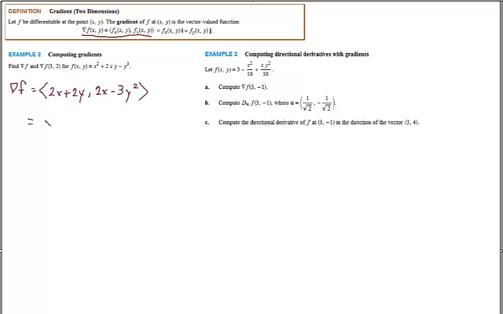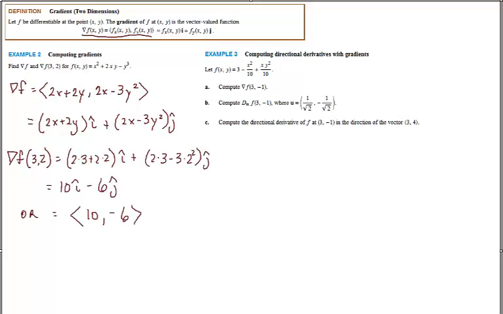This could also be written as 2x plus 2y i hat plus 2x minus 3y squared j hat. They want me to find this at the particular point 3, 2. So I'm just going to plug in a 3, 2 and compute, and that will be a vector. Alright, just doing that computation, and you can write it in either of these two forms.